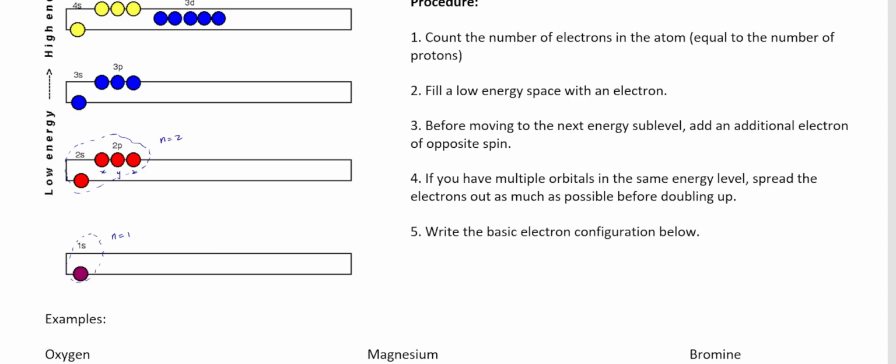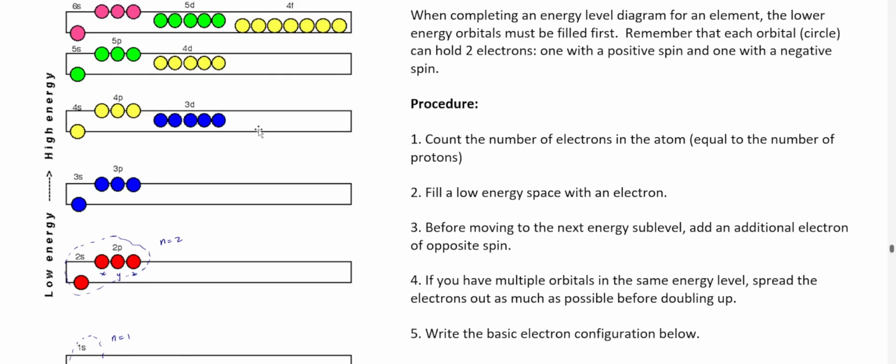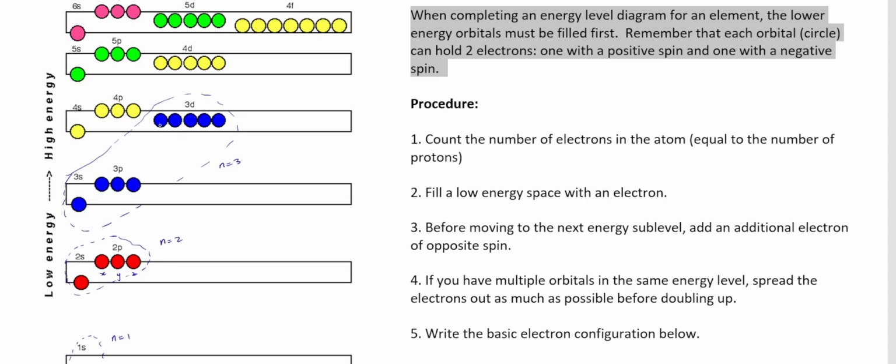In the third energy level, we have s, p, and d right here. This is the third energy level. And remember that d has 5 possible orientations in 3D space, so therefore 5 orbitals, each of these circles containing 2 electrons. What you'll notice here, though, is that 3d is at slightly higher energy than 4s.